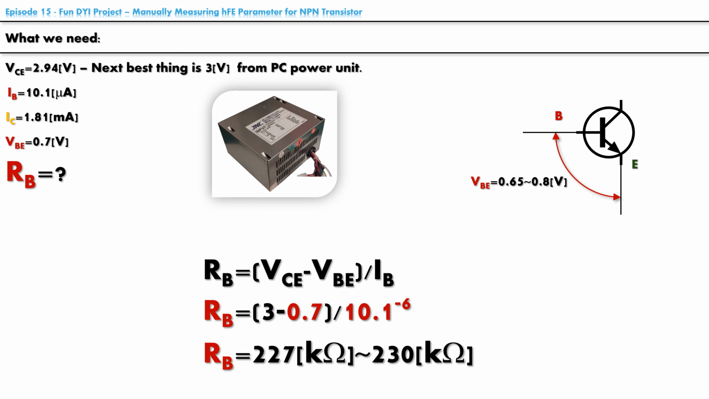This gives us a value of 227 kilo ohms for the base current limiting resistor. As this specific resistor doesn't exist, we will use the next best thing, a 230 kilo ohms resistor. So, our final circuit looks like this.